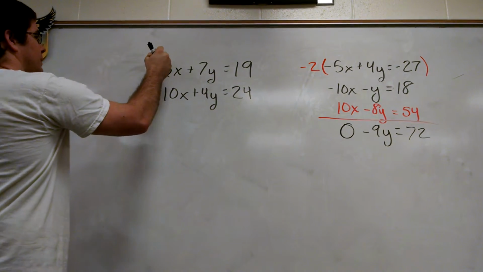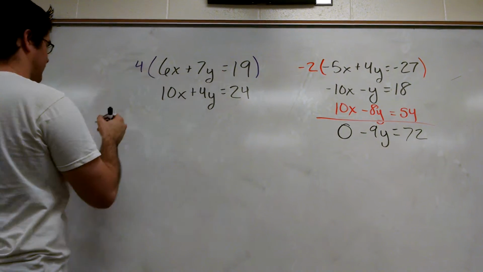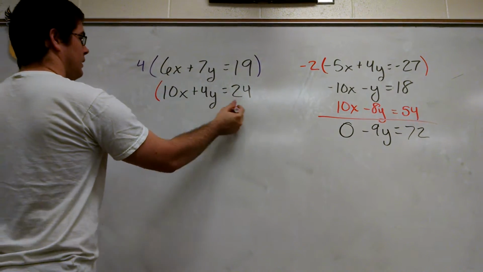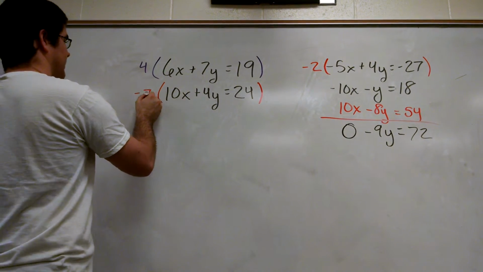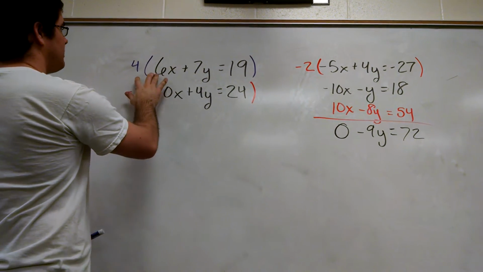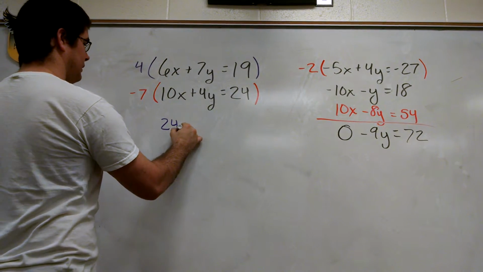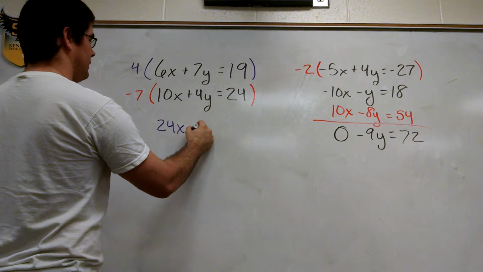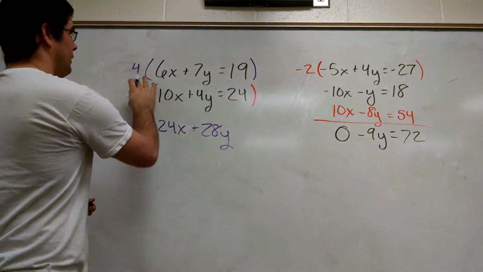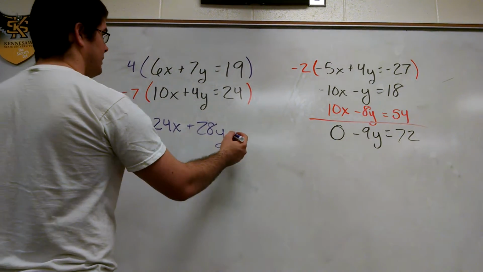But what if I multiply this top equation by 4 and this bottom equation by -7? You'll see why I did that in a minute. If I multiply this top equation by 4, I get 4 times 6x is 24x, 4 times 7y is 28y, and 4 times 19 is 76.